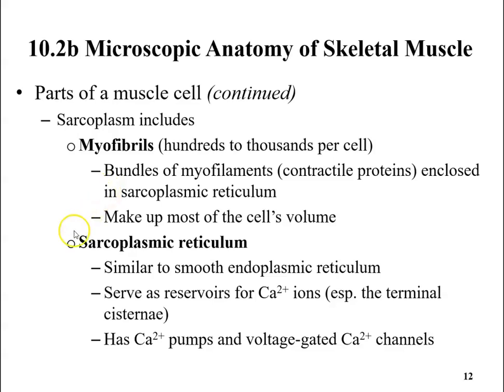Okay, parts of a muscle cell continued. The sarcoplasm is going to include myofibrils. There are hundreds to thousands per cell. These are bundles of myofilaments, or contractile proteins, enclosed in sarcoplasmic reticulum. And this is what's going to make up most of the cell's volume. Then you have the sarcoplasmic reticulum, which is similar in function to smooth endoplasmic reticulum. It's going to serve as a reservoir for calcium ions, especially the terminal cisternae, okay? It has calcium pumps and voltage-gated calcium channels.